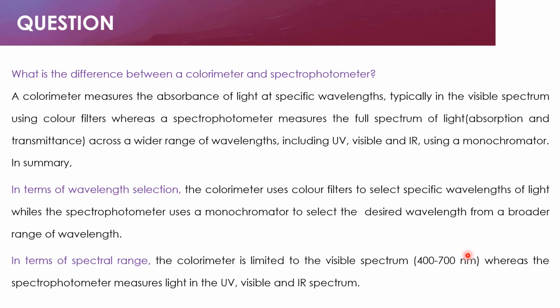So now let us look at this question. What is the difference between a colorimeter and a spectrophotometer? The key difference is that a colorimeter measures the absorbance of light at specific wavelengths, typically in the visible spectrum, using color filters, whereas a spectrophotometer measures the full spectrum of light, that is the absorption and the transmittance, across a wider range of wavelengths, including the UV, the visible, and the infrared, using a monochromator.